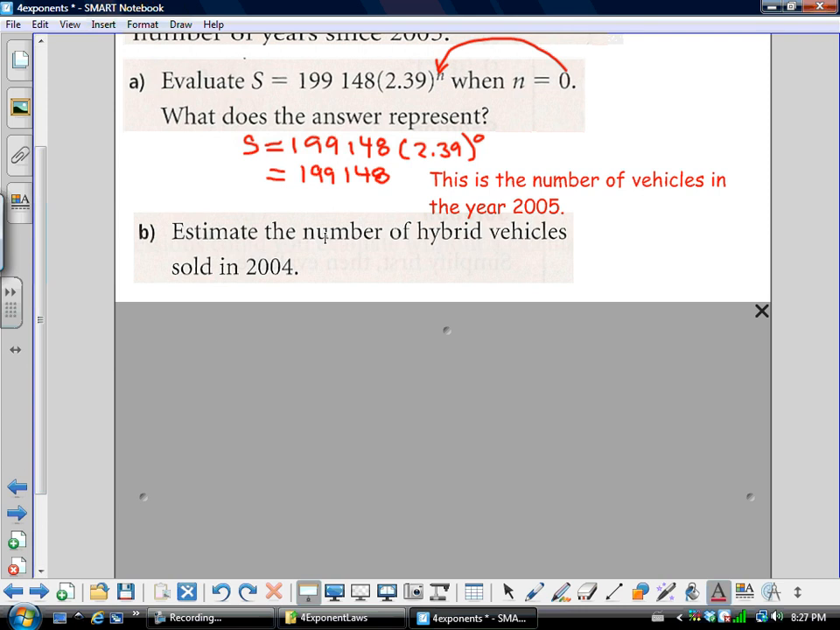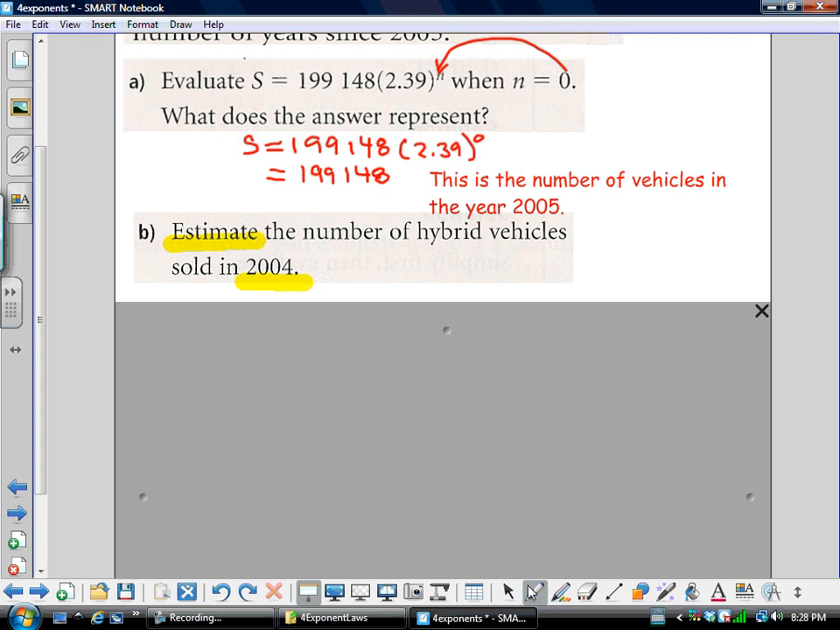Let's take a look at the next question. It says, estimate the number of hybrid vehicles sold in 2004. In questions like this, when they say estimate, they don't want you to guess and say, oh, I think it's going to be 100,000. They literally want you to substitute a number in for n. The reason it's an estimate is we're assuming that this equation will hold true for not just the year 2005, but for other years.